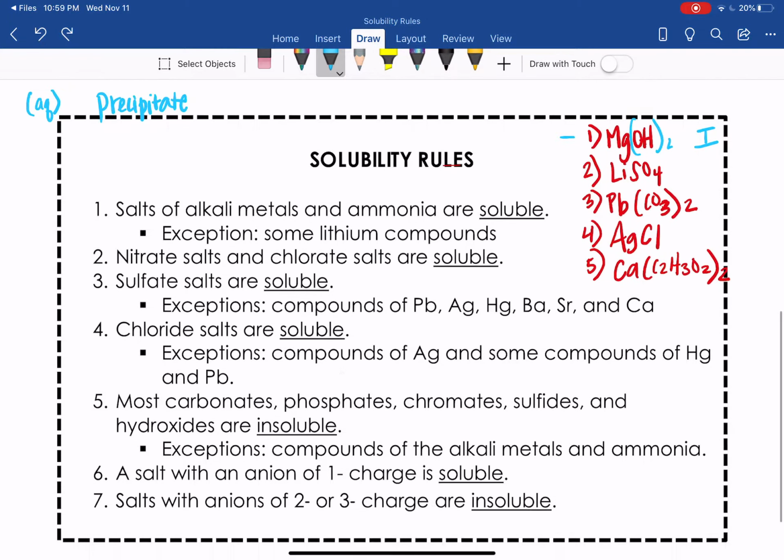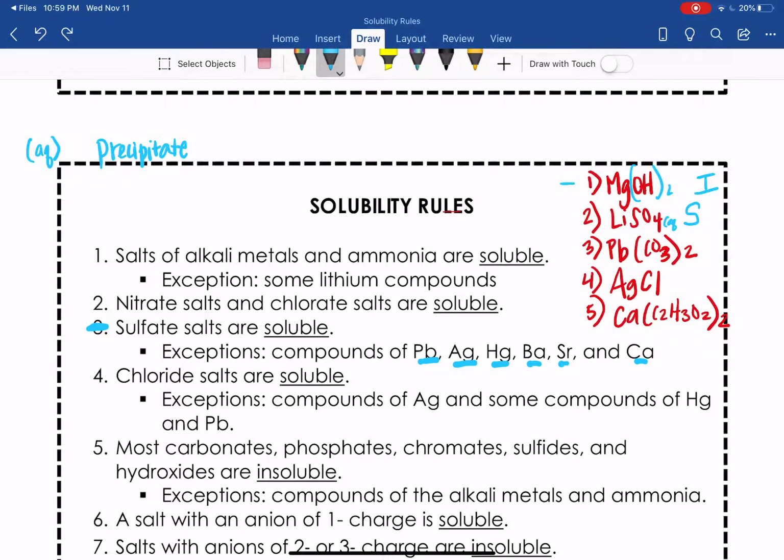Let's look at the next one. Lithium sulfate. That doesn't affect rule 1, doesn't affect rule 2, but it does affect rule 3. Sulfate salts are soluble. We do have a few exceptions. The exceptions are lead, silver, mercury, barium, strontium, and calcium, which is not us. So we are going to say that this is soluble. When we write lithium sulfate, we would write it as an aqueous solution. Let's look at the next one.